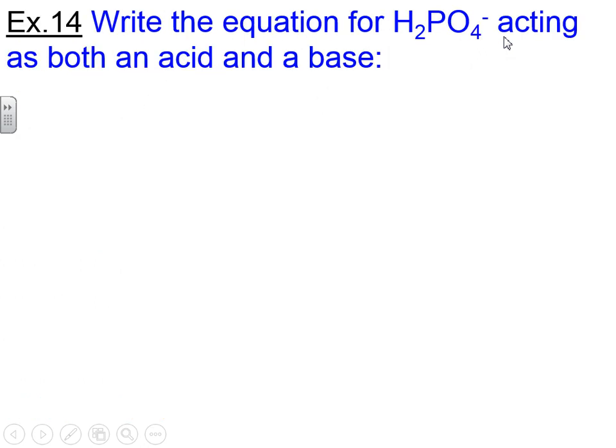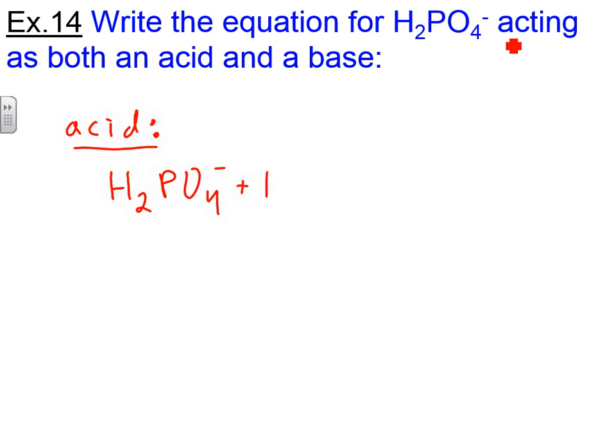So we'll write it first as an acid. Now, H2PO4 minus is also amphoteric, and this is dihydrogen phosphate. As an acid, we'll write H2PO4 minus, and we'll write it reacting with water. In our cases, we'll react this with water, unless it says otherwise. So we'll actually write a double arrow, because this will be an equilibrium system. Because H2PO4 minus is acting as an acid, it will give up an H+. So when it gives up its H+, it will become HPO4 with a -2 charge.